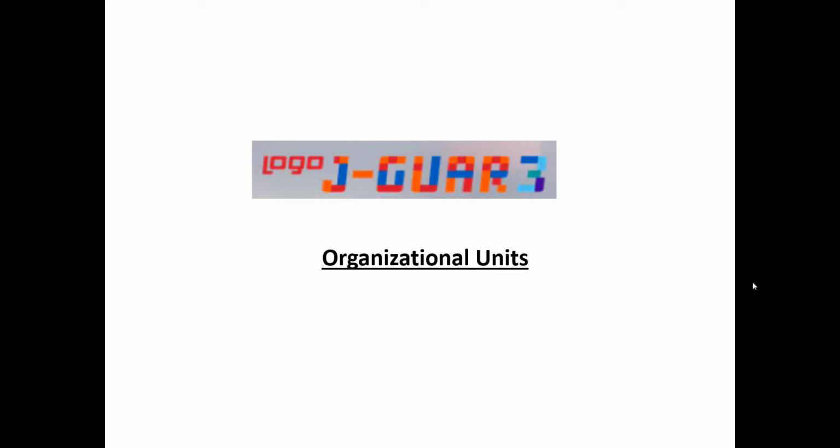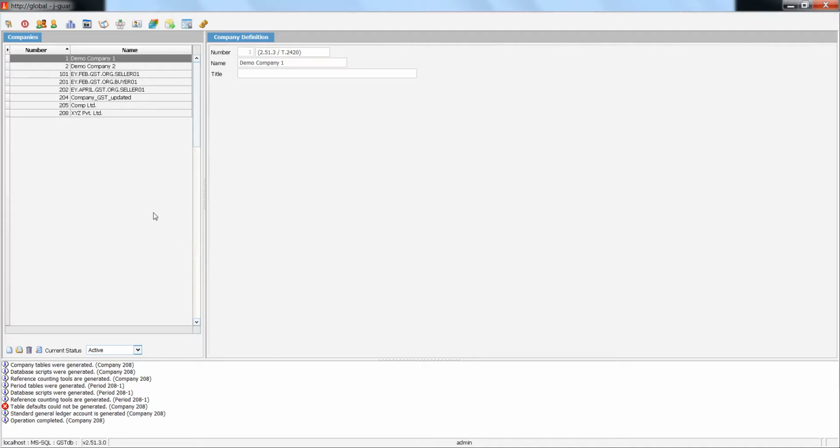Now let's look at organization unit. So first of all, I am opening the j-guar administration tool such that you can see the companies listed here. So these companies have departments. Now you need subsidiary, divisions and warehouses of the company that are recorded using the organization unit option.